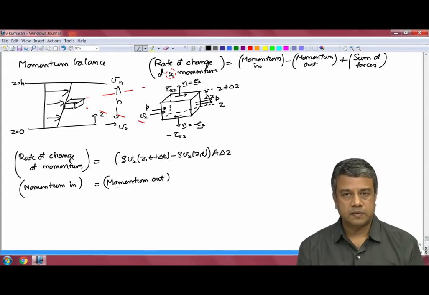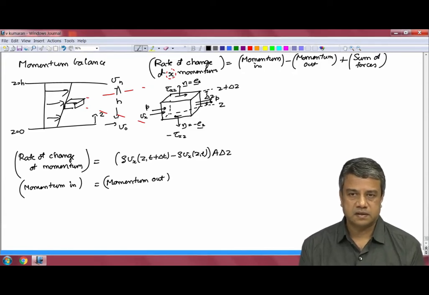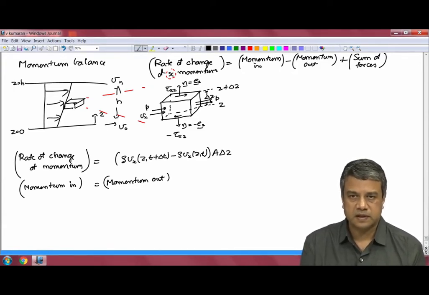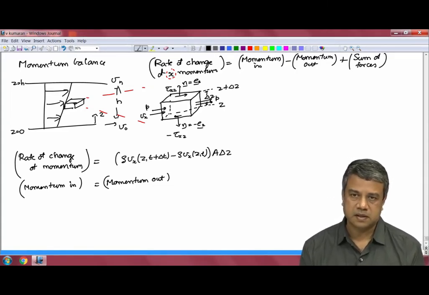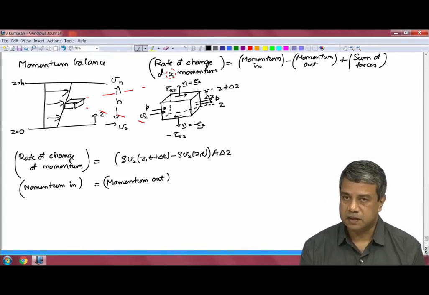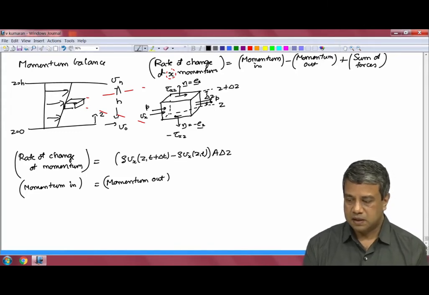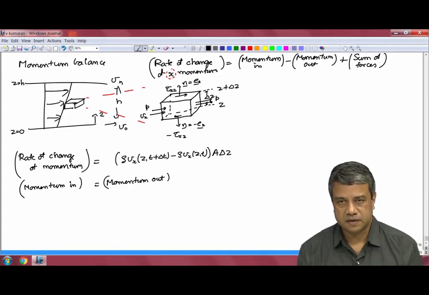The momentum in has to be equal to the momentum out for this particular surface, because there is no change in the velocity between the left and the right surfaces. Even though there is momentum coming in on the left, the velocity on the left is the same as the velocity on the right. Momentum coming in is the same as momentum leaving. Forces: as I said, there are pressure forces perpendicular to the surface on the left face and a pressure force perpendicular to the surface on the right face.